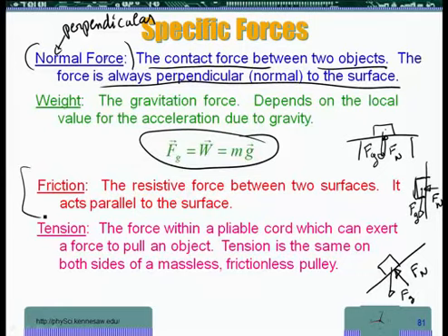And then there is friction. Whenever two surfaces rub against each other, we are going to have a friction force. We'll talk about that later. And then, whenever we pull on something with a string, there is a force that we are going to call the tension force, the force along the string.